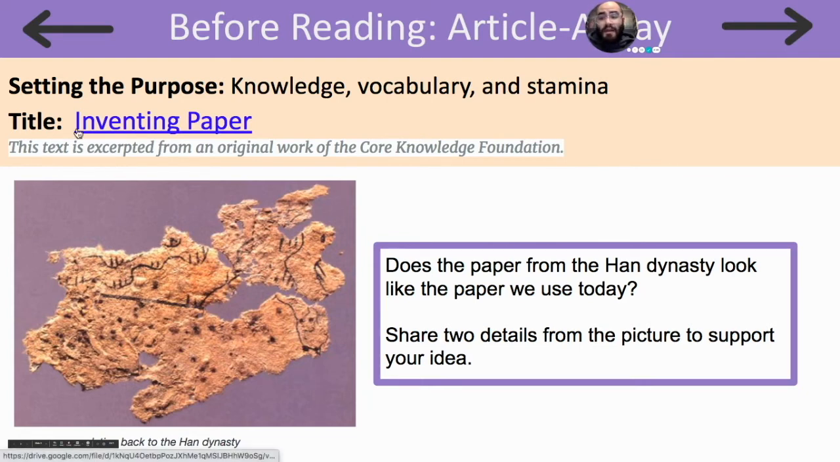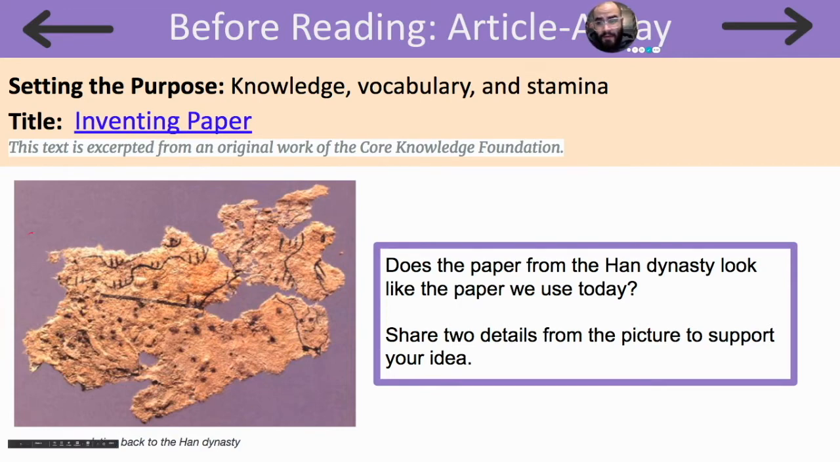Let's dive into our article a day. Today our article a day is titled Inventing Paper. I want you guys to take a look at the picture on the left. This is paper dating back to the Han Dynasty. Does the paper from the Han Dynasty look like the paper we use today? Share 2 details from the picture to support your idea. What do you think?